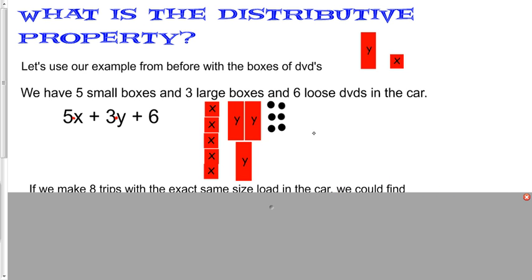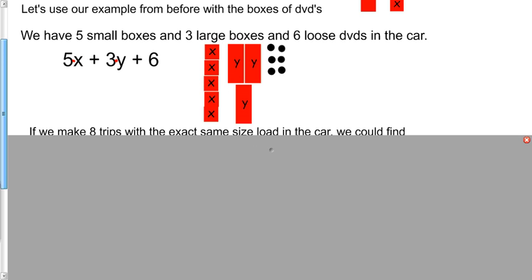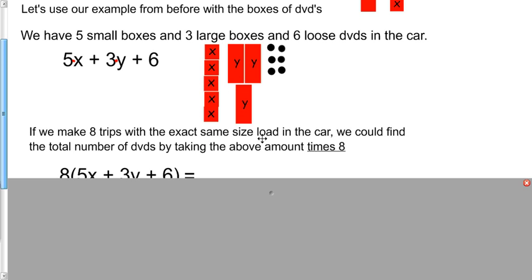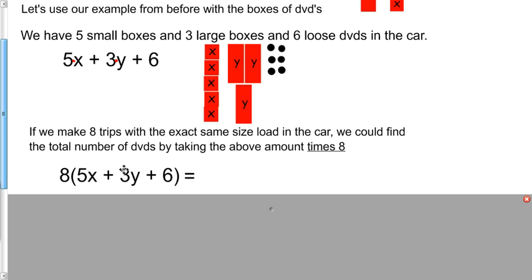If I were to draw it out with pictures, 5 boxes that are small, 3 boxes that are large, and 6 loose DVDs. Now imagine that we make 8 trips with our car that's loaded up exactly the same every single time. Basically what that means is this load right here, our 5x plus 3y plus 6, we want to have that 8 times. So the distributive property tells us that we can actually simplify this even though we don't know what x and y are.